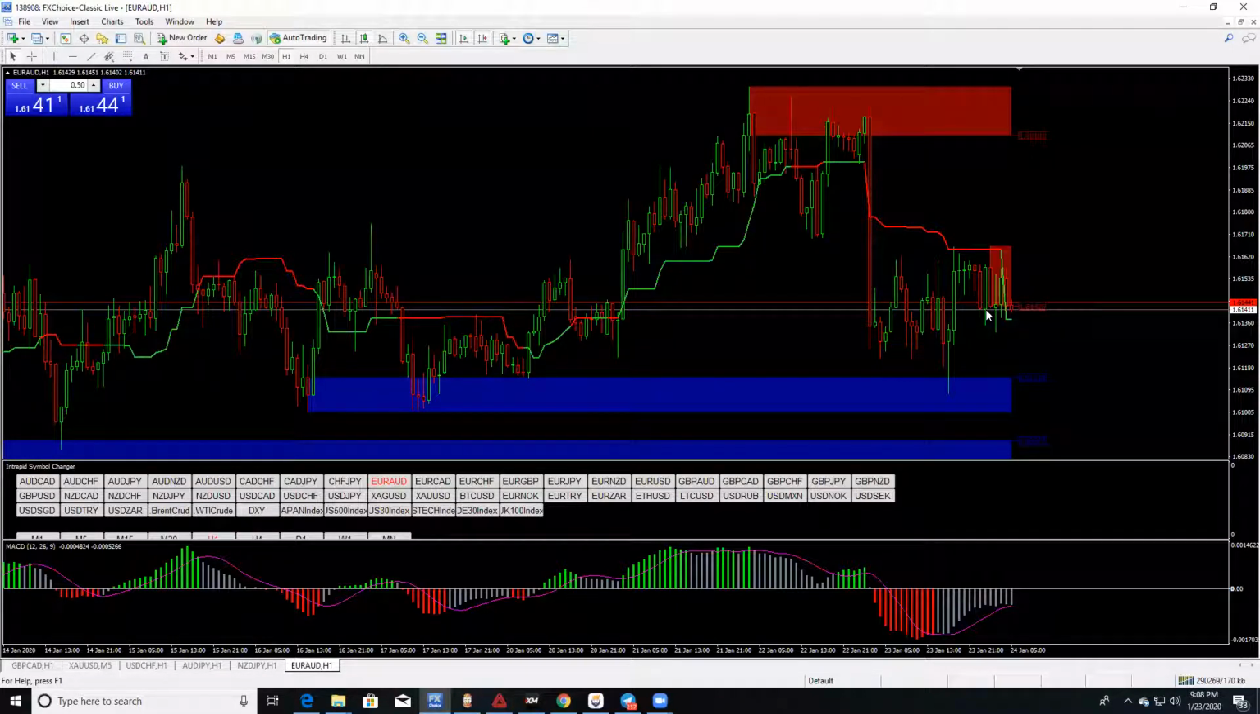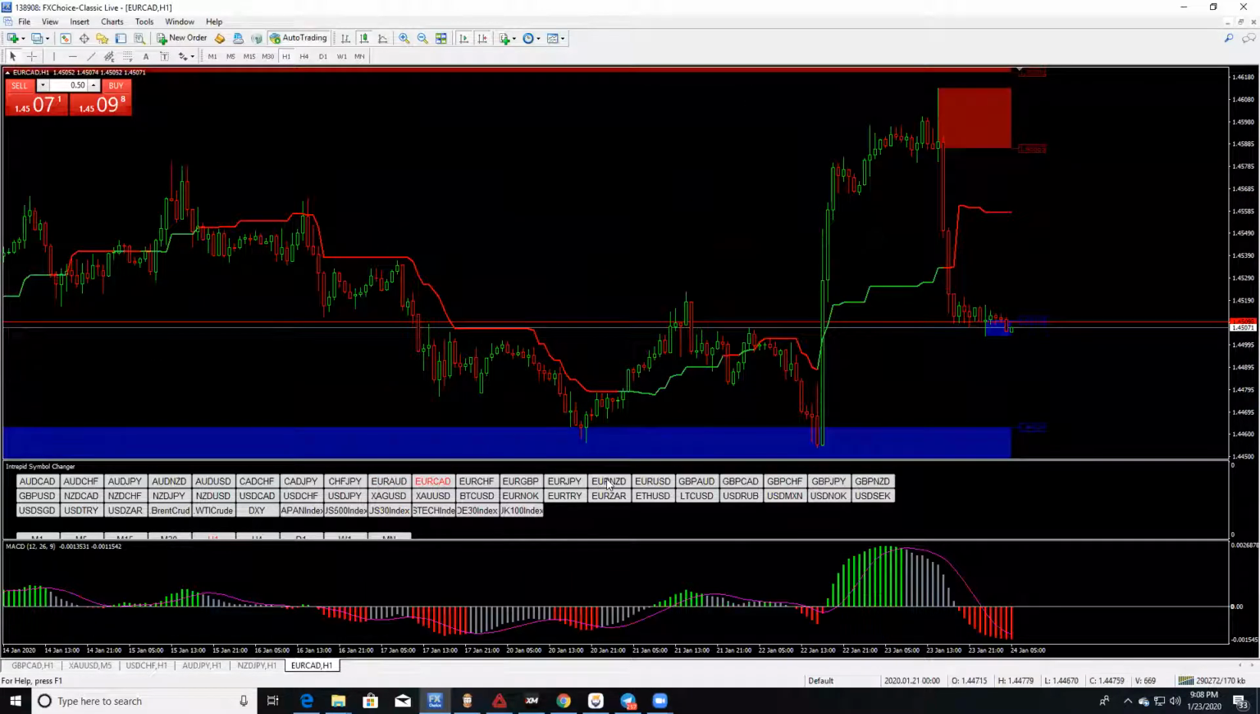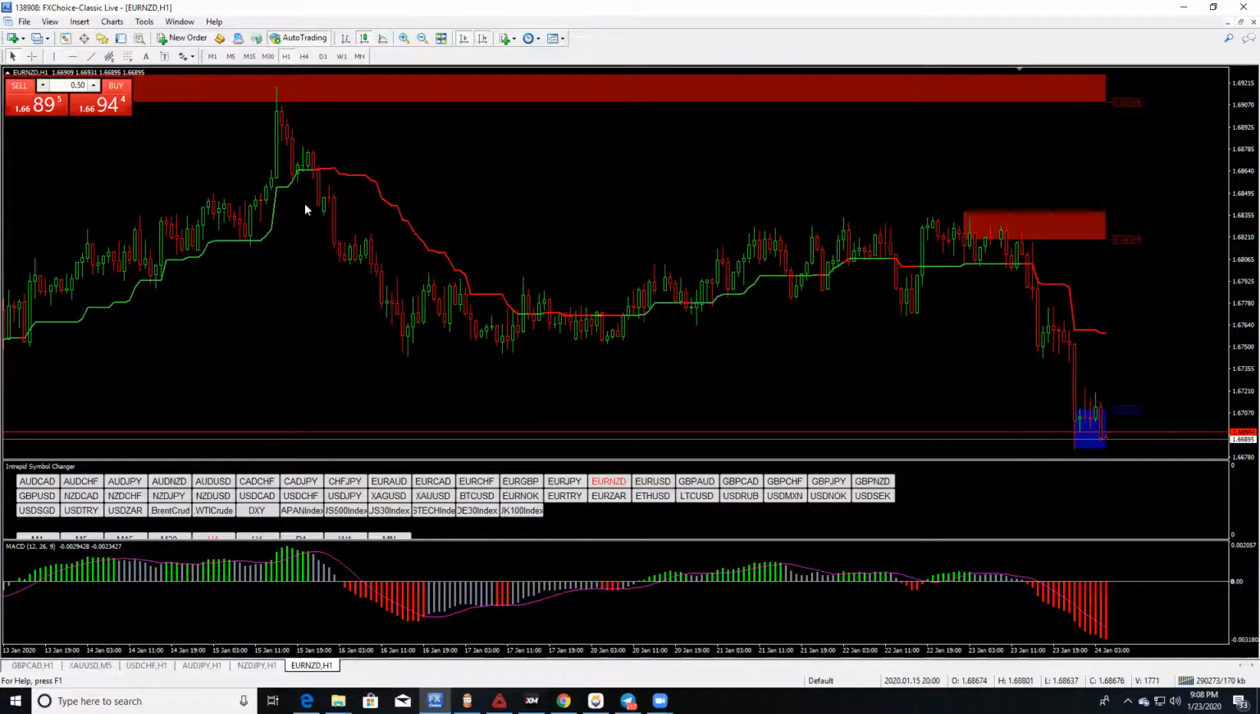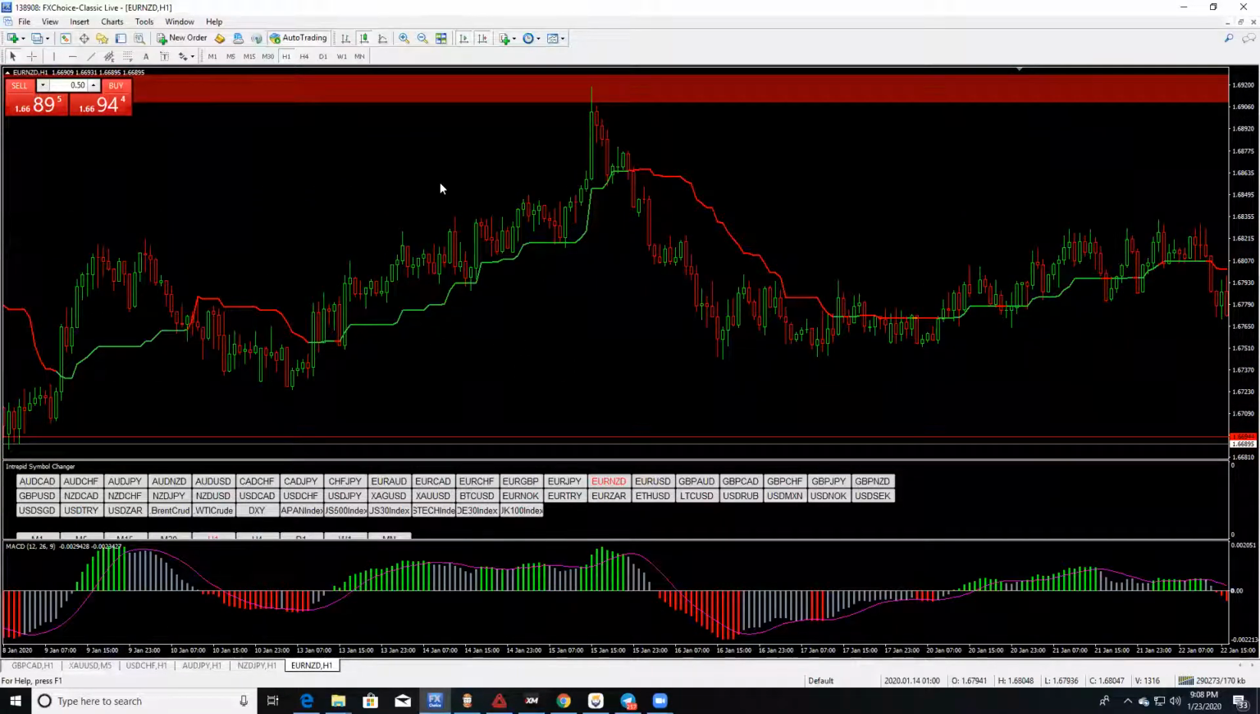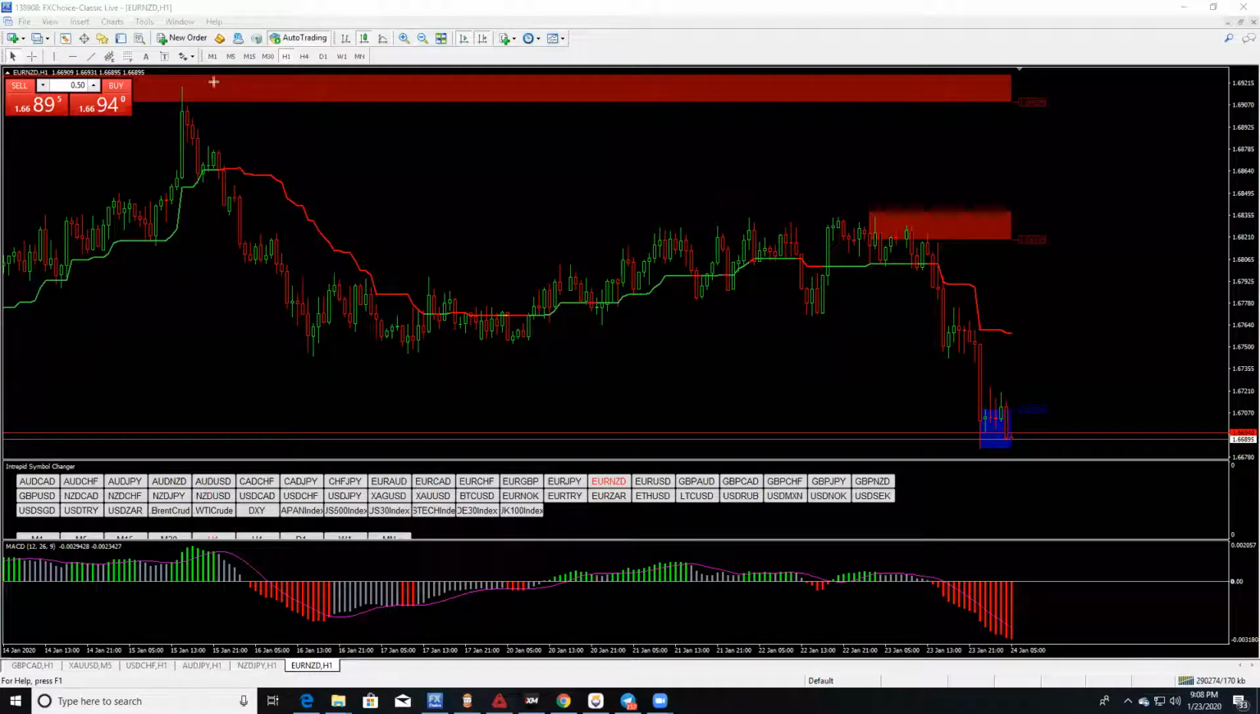I look for a break in structure. I like structure breaks, because structure breaks are going to give me high probability trades. Are you seeing this? This is EuroCAD, Euro AUD, Euro NZD, structure breaks, right? So my high probability trade setup coming out of this, when it breaks this structure, is a sale.